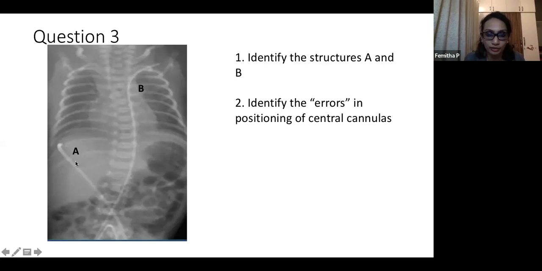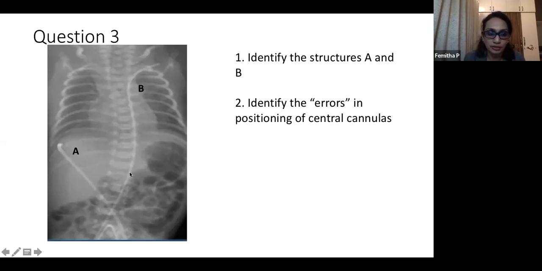Both are erroneously placed. The umbilical vein catheter is probably sitting in the right portal vein, and it seems to have turned on itself also. This can cause problems in terms of extravasation of whatever fluids or parenteral nutrition you give into the liver, and can cause even liver hematomas and abscesses. It can even rupture into the peritoneum and cause ascites, parenteral nutrition ascites.